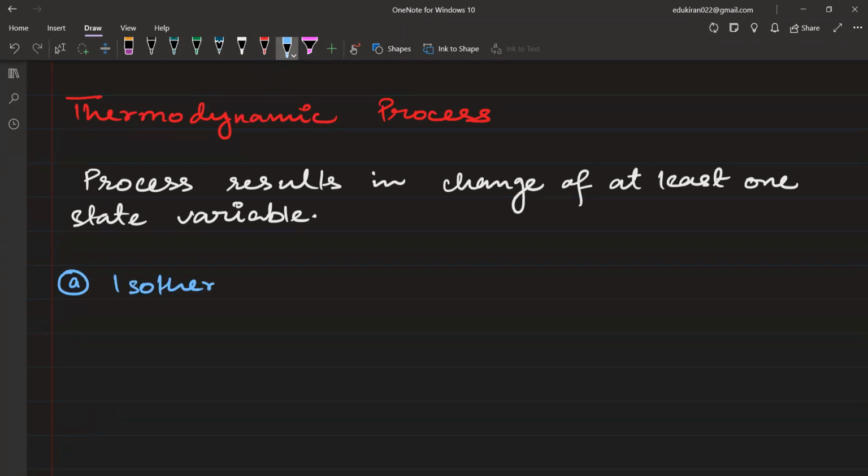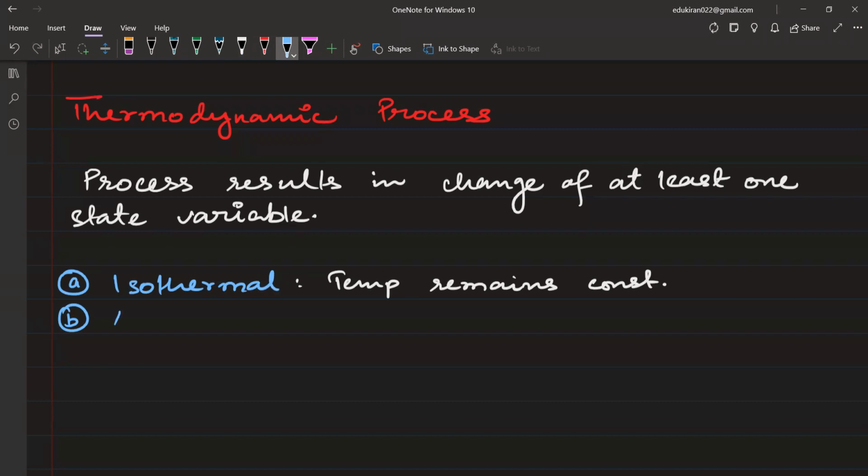Number A, isothermal process. Important thing about this is the temperature is constant in this process. Temperature remains constant.